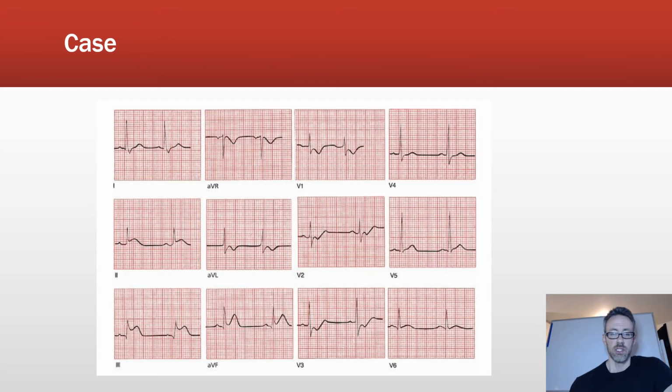All right, so let's come back to our case here. And we can see over here, I see an elevation in what looks like leads 2, 3, and AVF. Let's see, AVL looks like almost close to a depression there, but we definitely have a depression here in V1. It looks like maybe even V2 and V3 here, I see some ST segment depressions. All right.